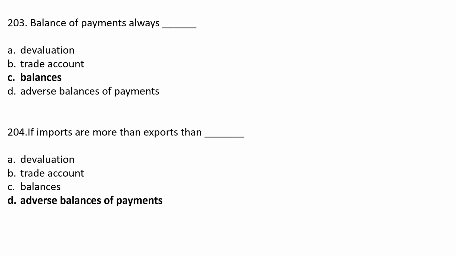If imports are more than export, then option A devaluation, option B trade account, option C balance, option D adverse balance of payment. The correct answer is option D adverse balance of payment. If imports are more than exports, then adverse balance of payment.